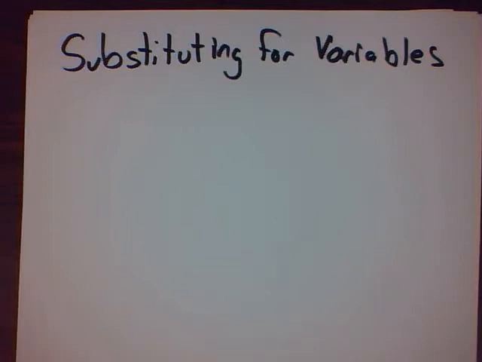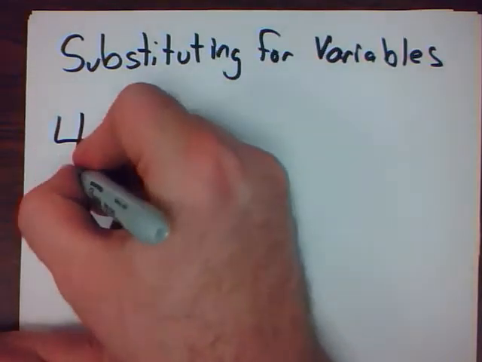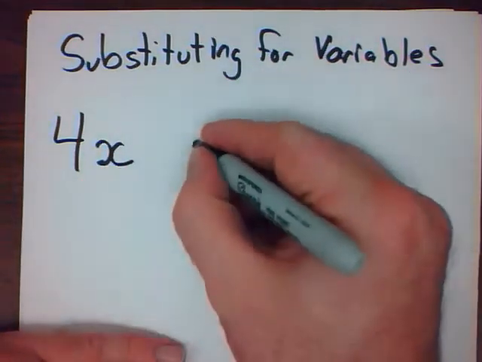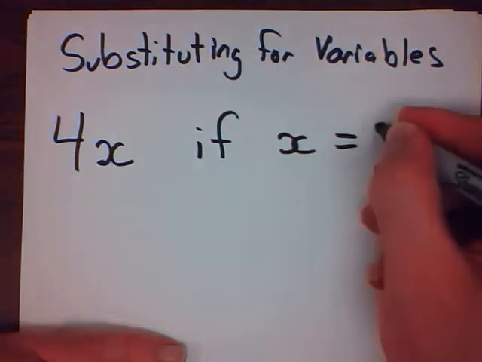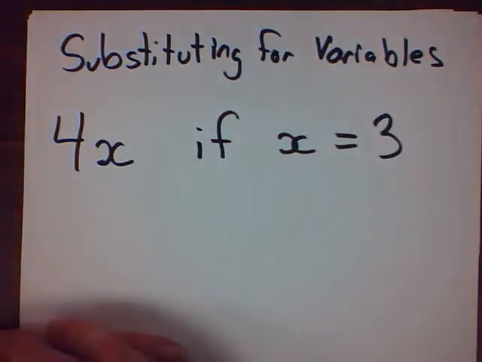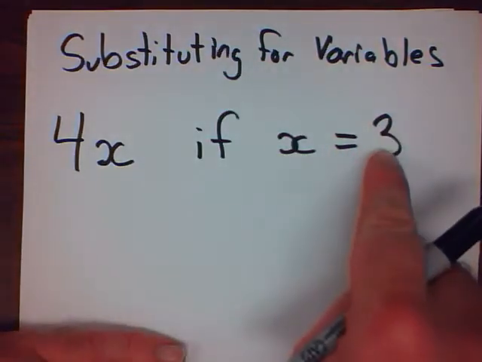Our topic for this video is substituting for variables. What does that mean? Imagine a question like this. For 4x, if x equals 3. They're telling me that x is equal to 3.